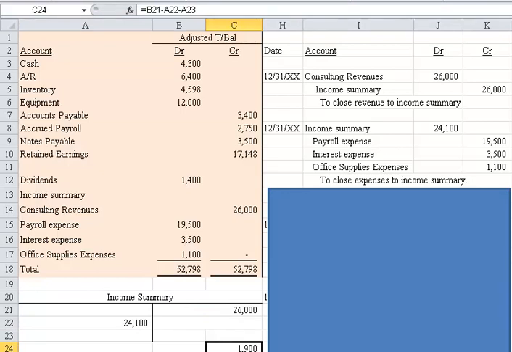When that's the case, that's the income you had for the period. After you've closed out your revenues and expenses, the balance in income summary is your net income or net loss. If it's a credit, it's income. If it's got a debit balance, it's a net loss.